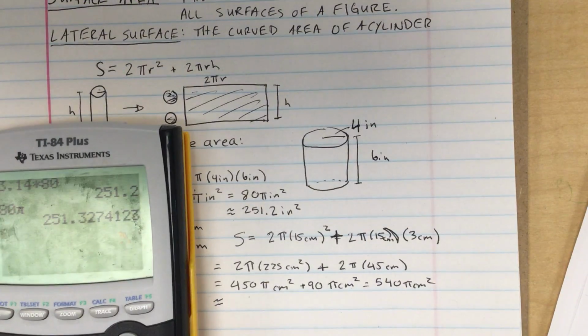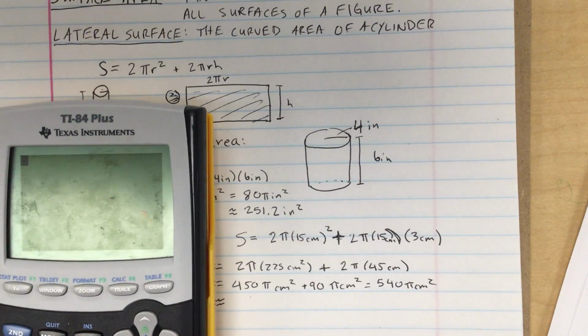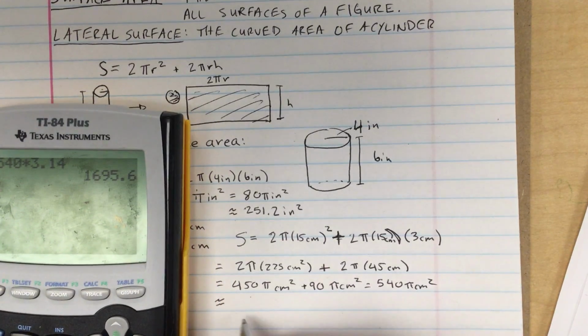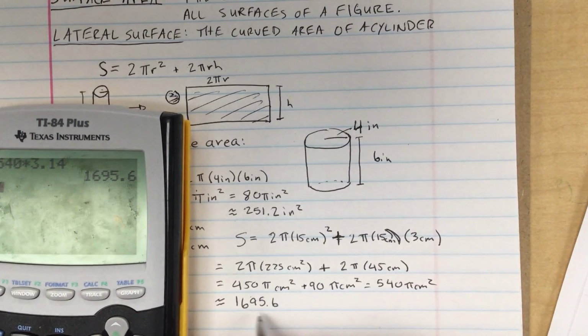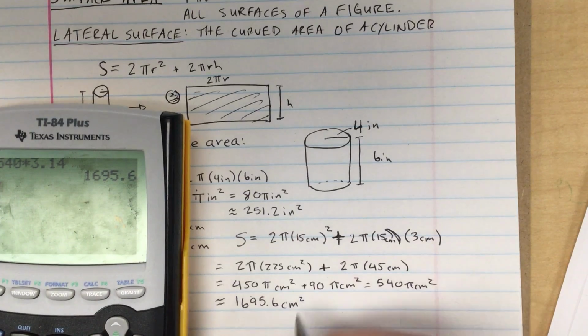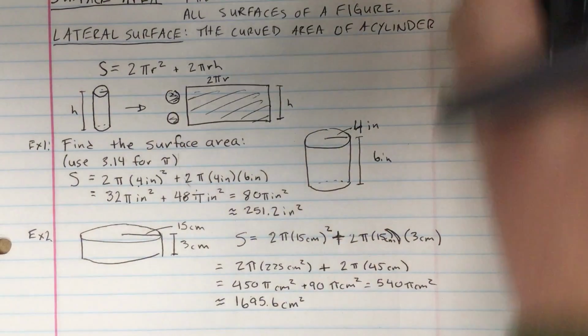And go back to the trusty calculator. Again, I like the graphing calculator. It sees things nicely. If you have one, it works great. And this is approximately 1,695.6. Again, the bigger your numbers get, the more error you're going to have. So be careful with that. And make sure you label your units.